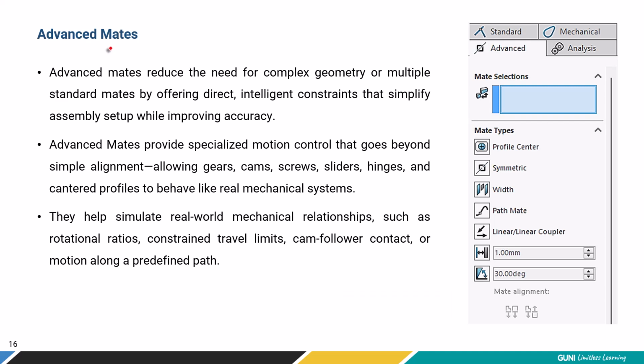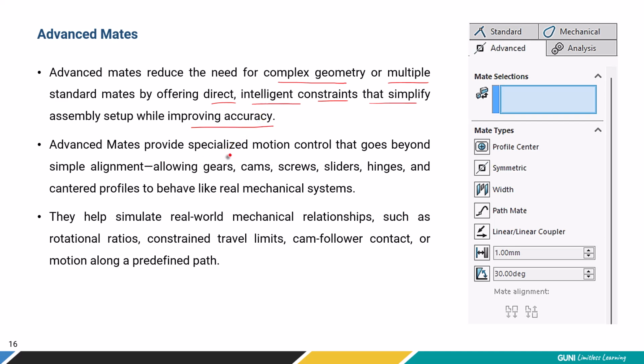Now, Advanced Mate basically reduces the need of complex geometry or multiple standard mates by offering direct intelligent constraints that simplify the assembly setup and improve the accuracy.